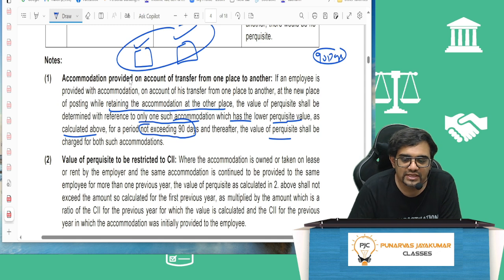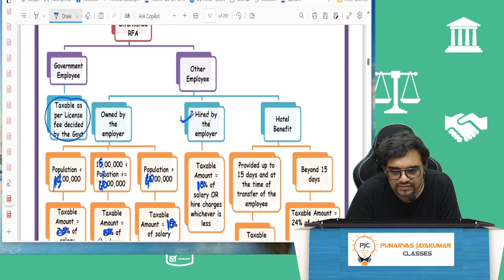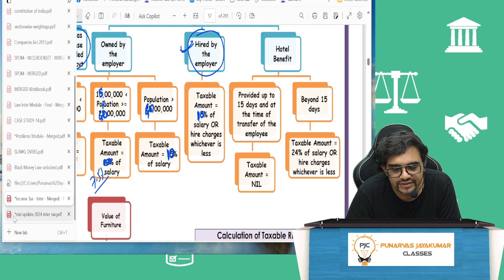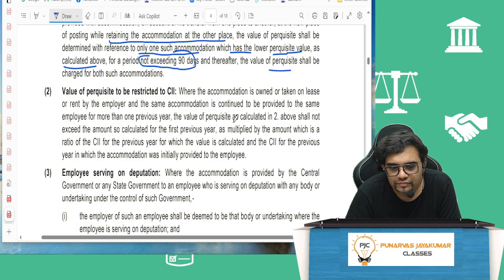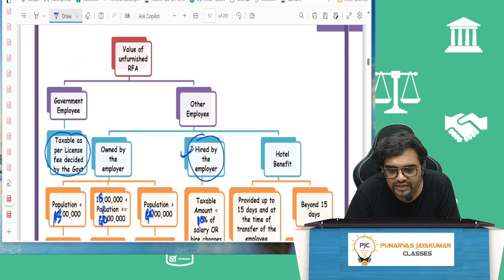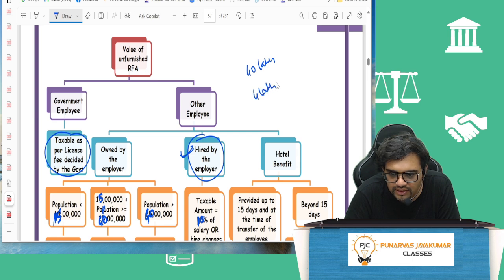And in case the accommodation is taken on lease or rent by the employer, that is hired by the employer, what we should do is take generally 10% of the salary or the hire charges, whichever is less, right? Yes, that's true. But next year, what will I take? For example, the hire charges, they are hiring, your salary is, let's say, 40 lakhs. What is the 10%? 4 lakhs. It will be a perquisite.